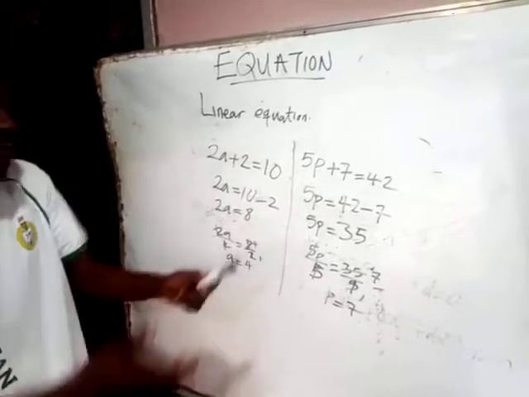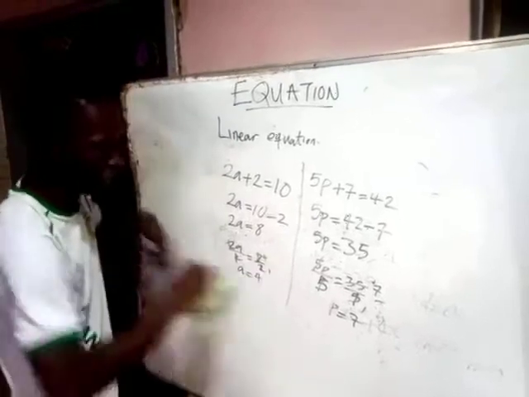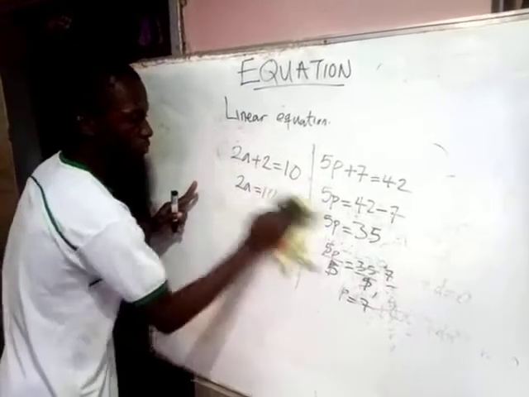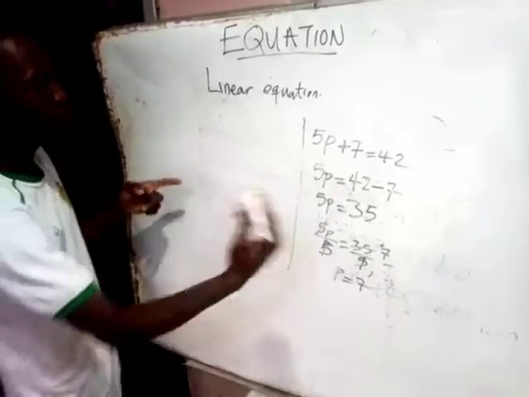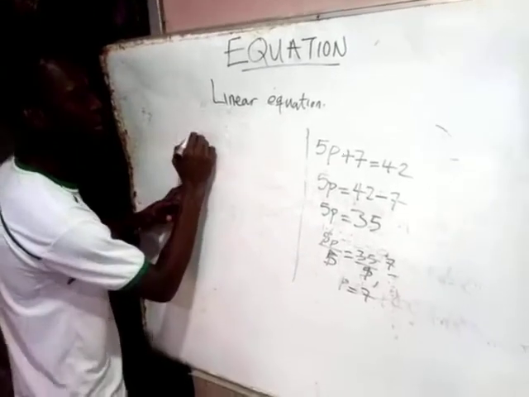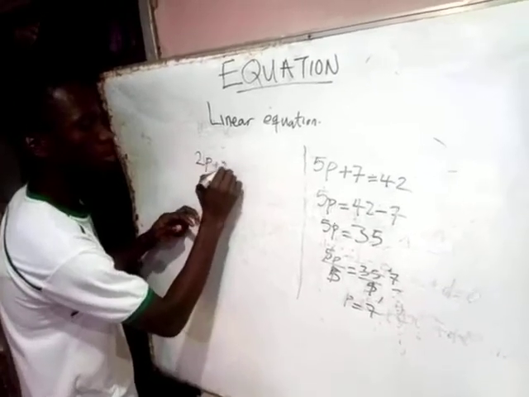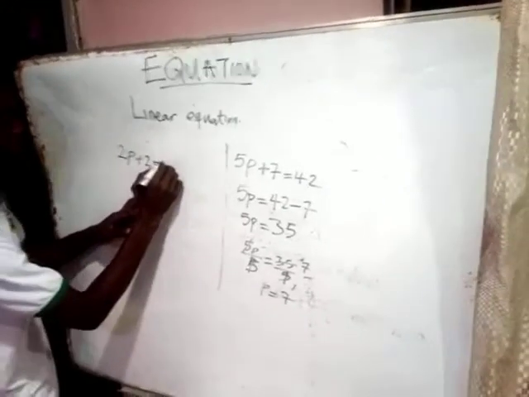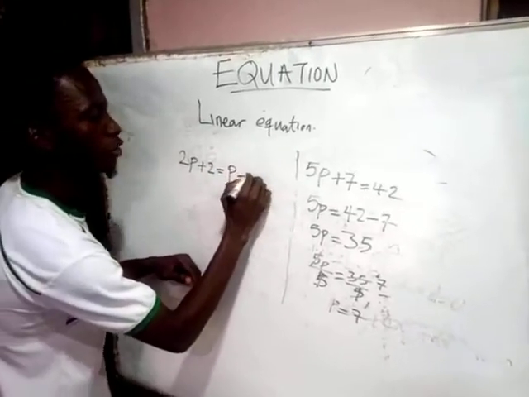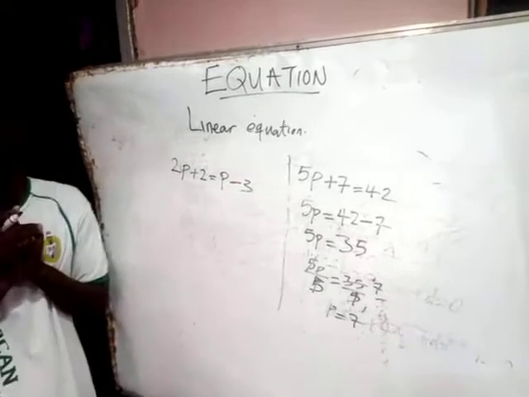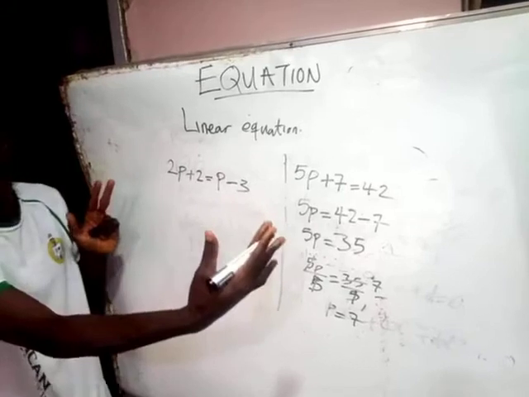Now let's move further to another aspect of linear equation, a complex form. The question we have is just the same thing. When you have something like 2p + 2 = p - 3, you can see now I'm making the unknown on both sides.